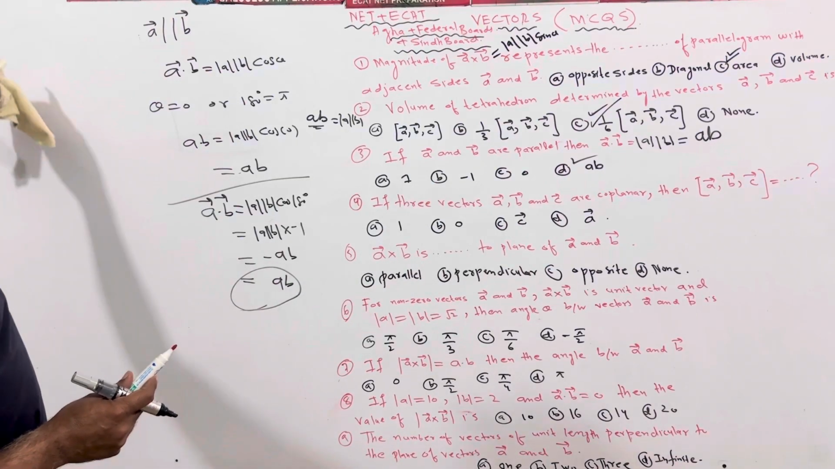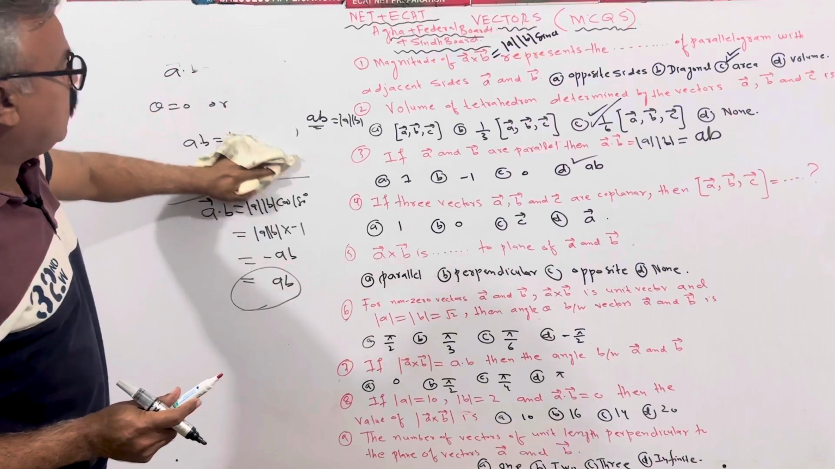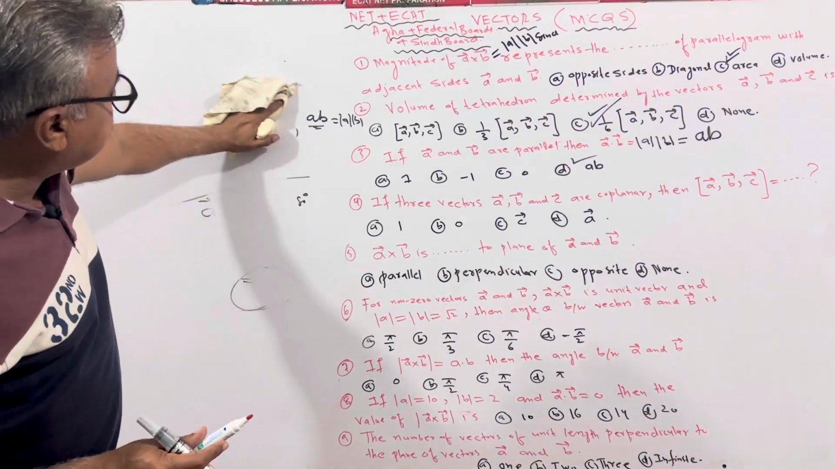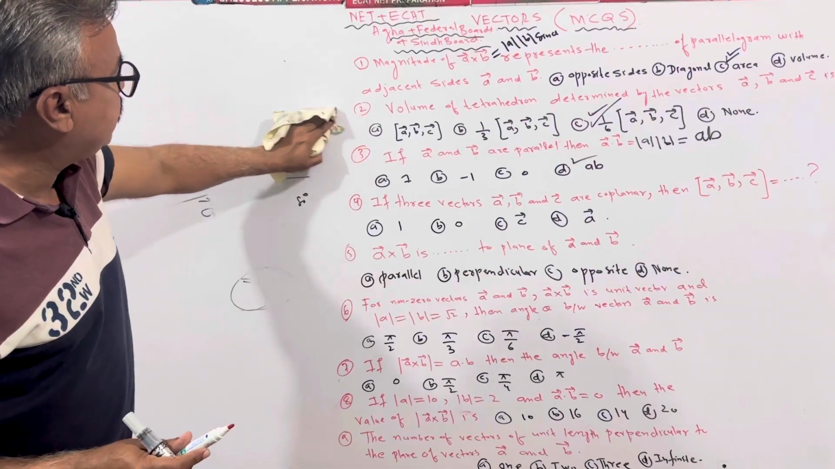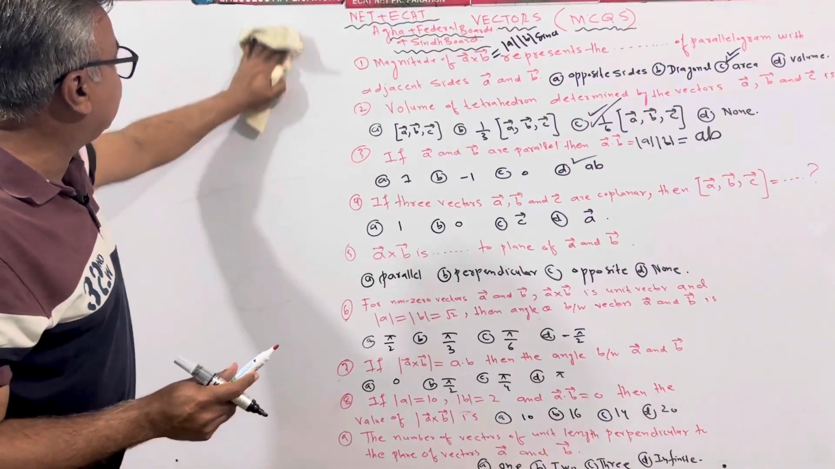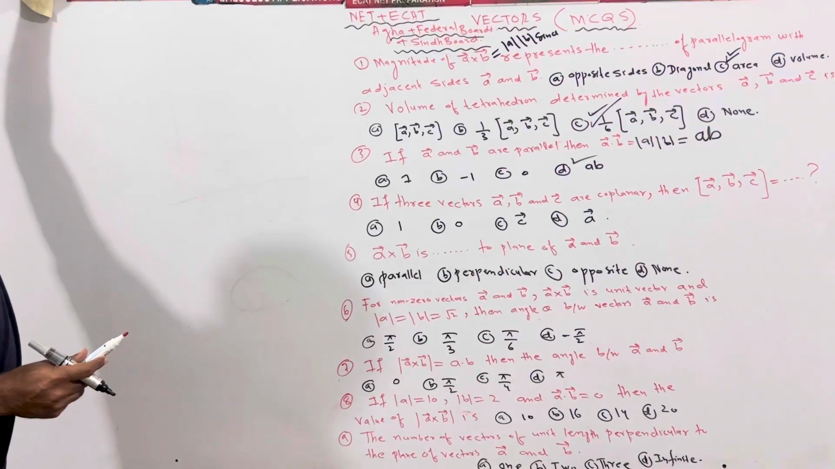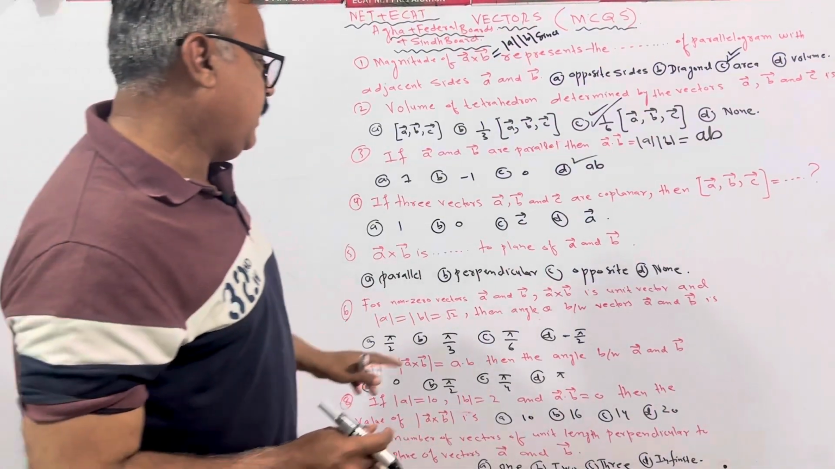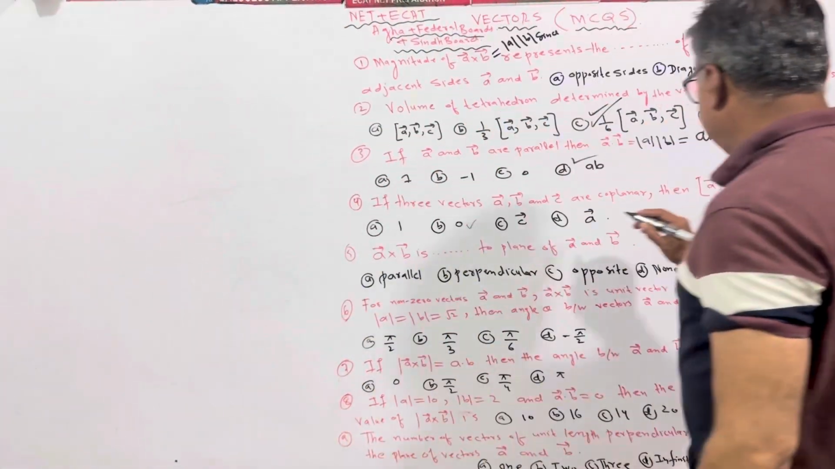MCQ number 4. Its identity, I think. If three vectors A, B, C are coplanar, lying on the same plane, what is the condition for coplanarity? Their scalar triple product is going to be 0. That's the option. That's the identity.